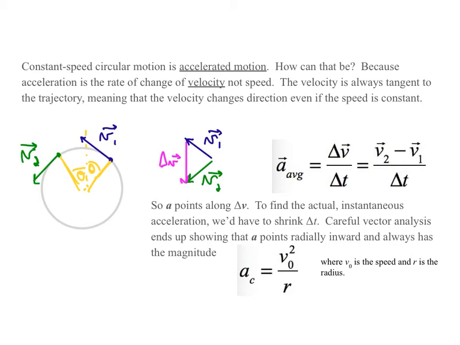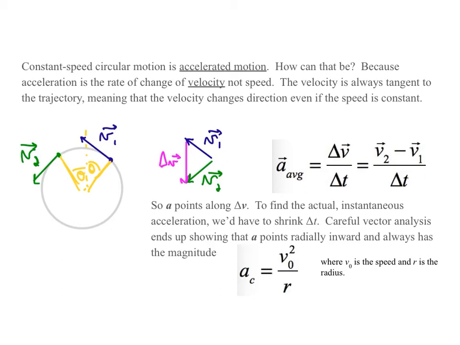Right? The acceleration always points radially inward, and we could show, and this is not a very interesting derivation, but I could probably write it up if people are interested, we could show that the acceleration would have to have magnitude of v0 squared over r.